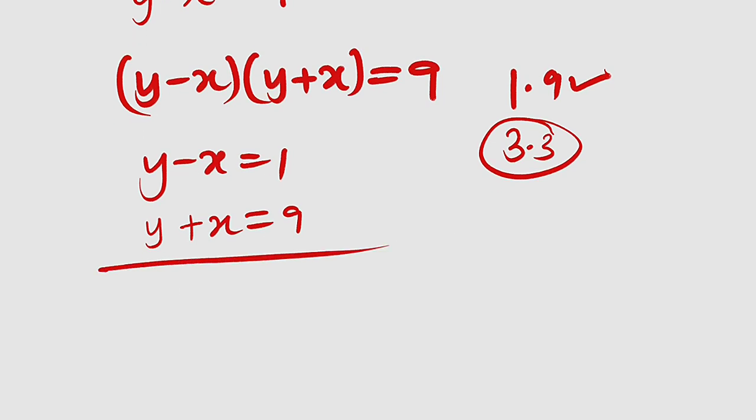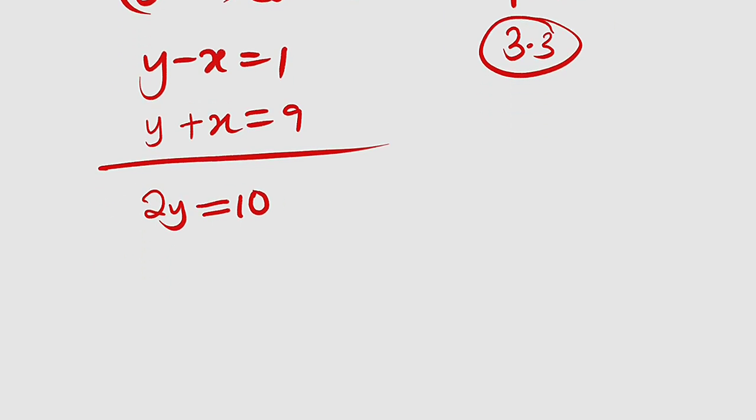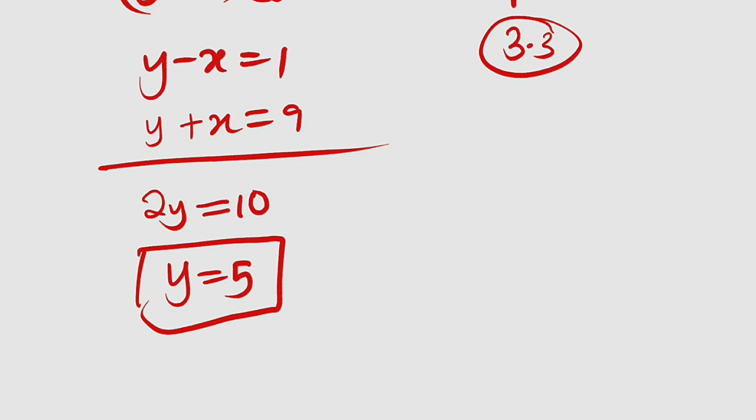Let us add these two equations together. We have y plus y is 2y, negative x plus x is 0, 1 plus 9 is 10. Divide both sides by 2, we have y equal to 5. Remember that y is equal to 5.